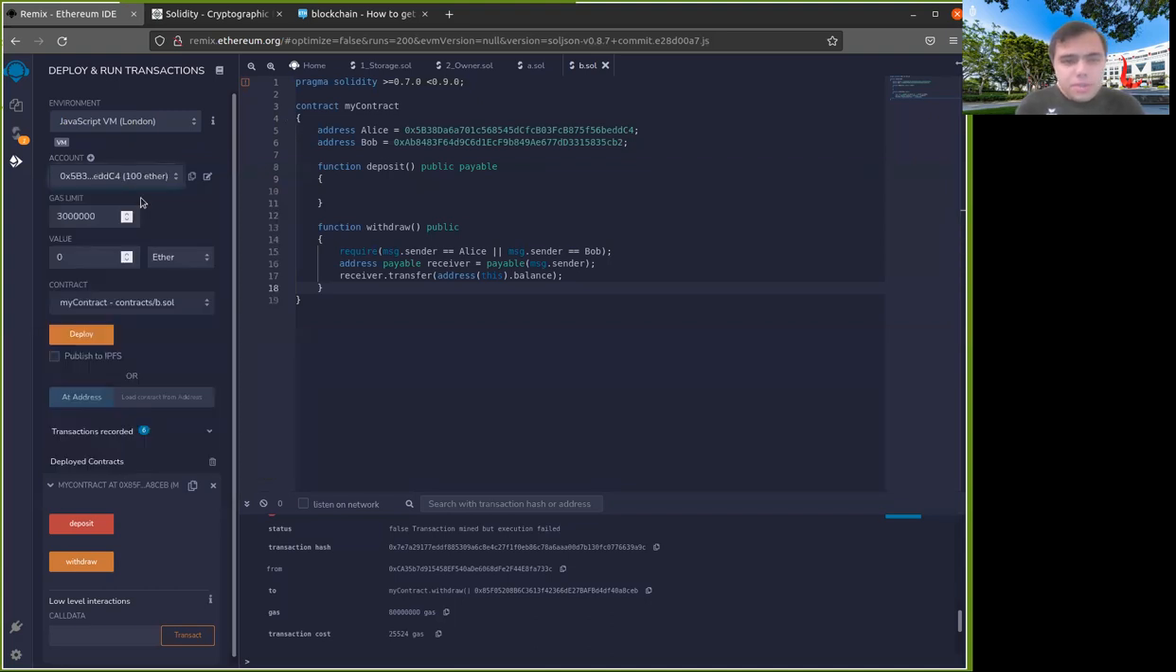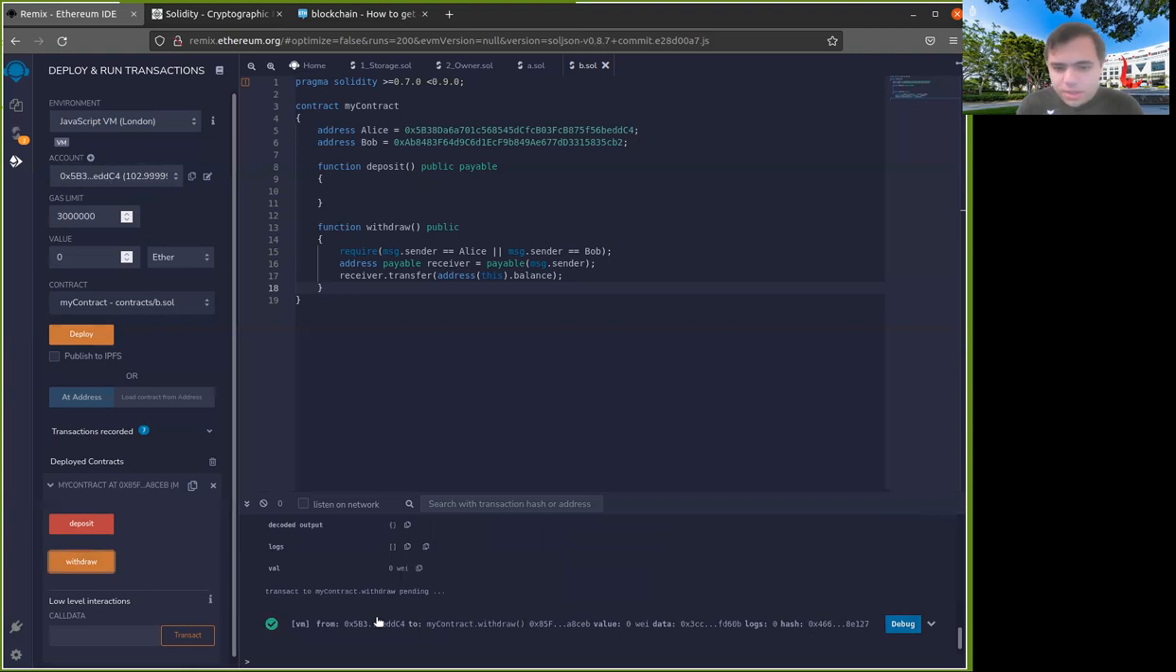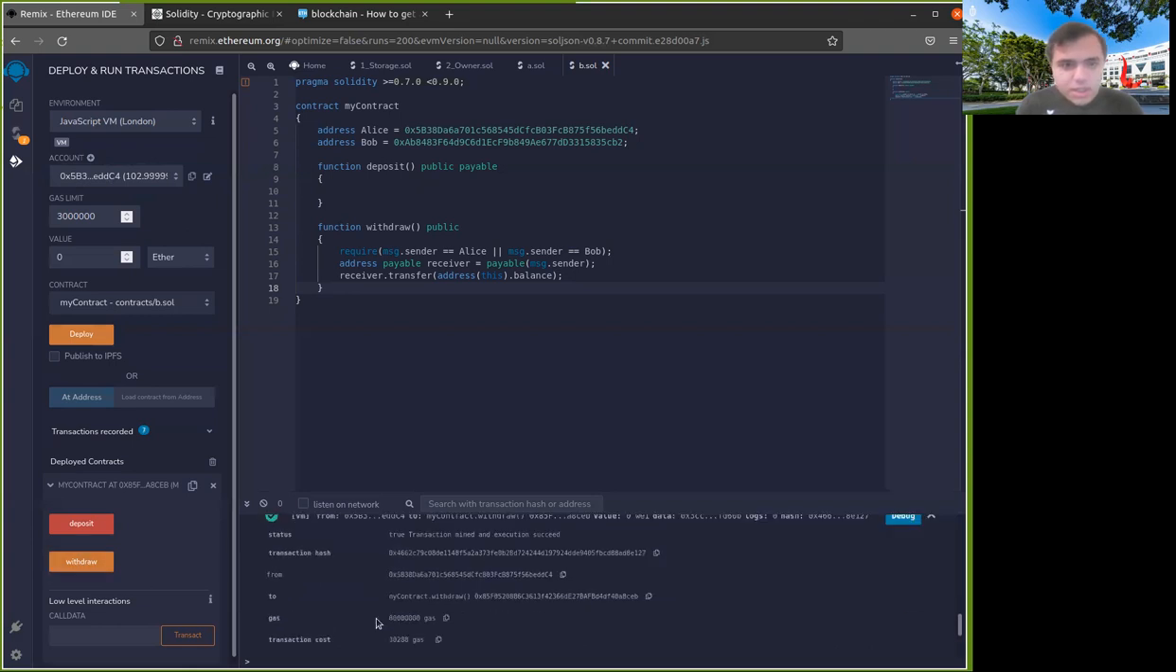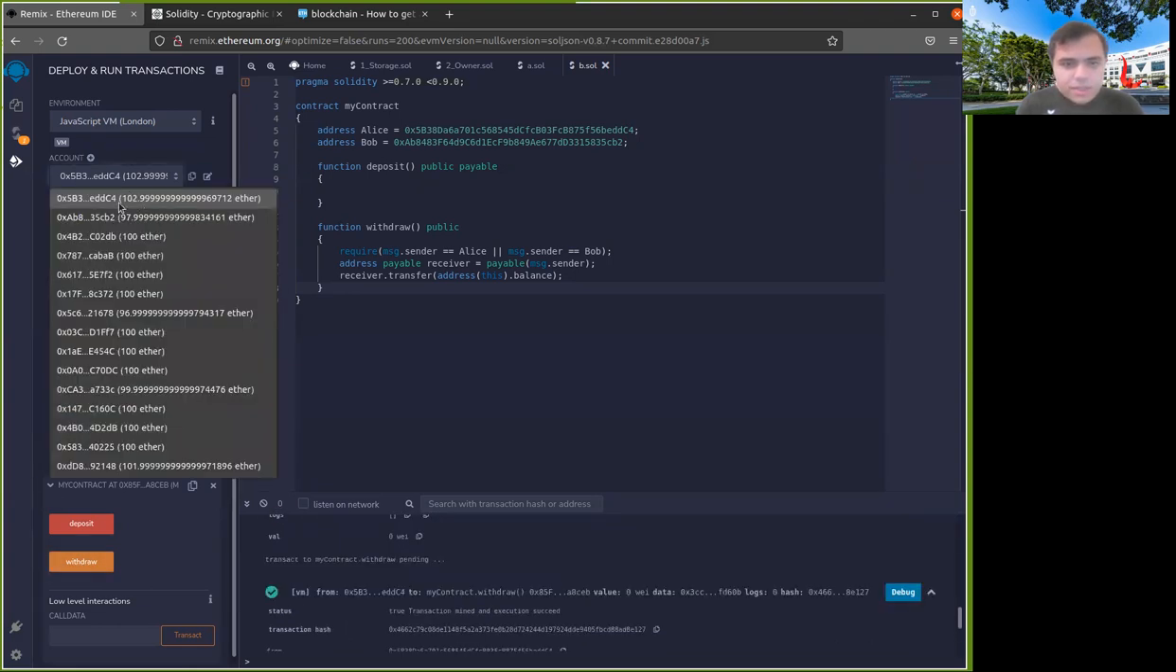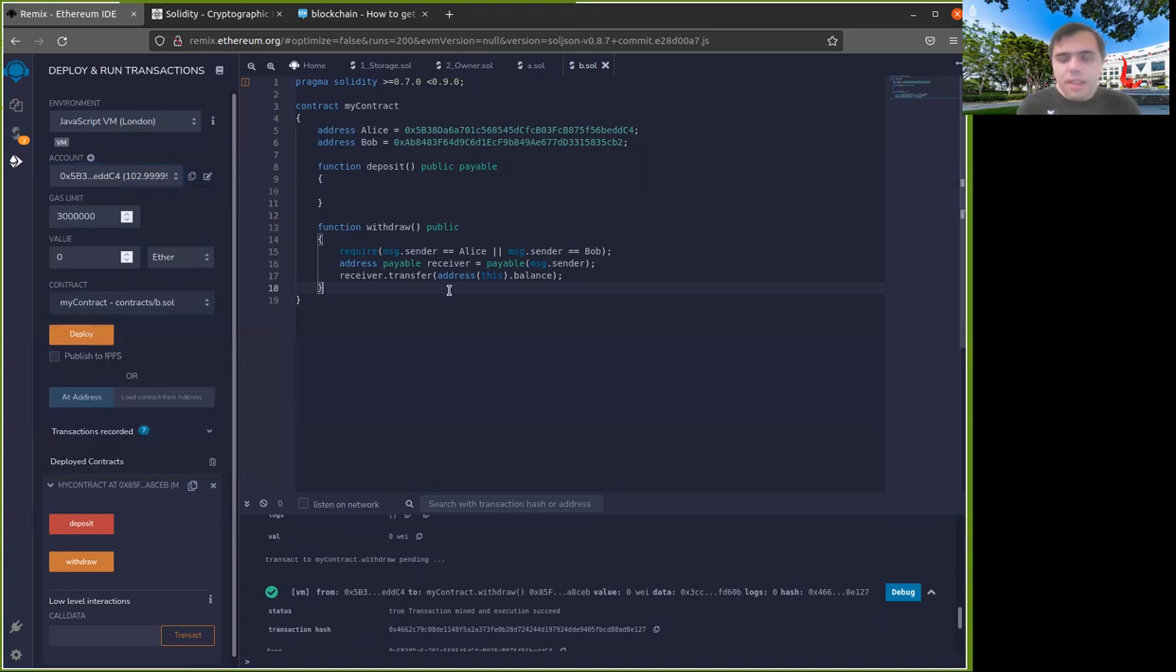So now I can use Alice's account. So remember this DC4 was Alice. And I can withdraw using this one, and this worked. And as you see, the balance also increased. Again, we had to pay some gas, so we didn't get exactly 3 Ether, but that's fine.